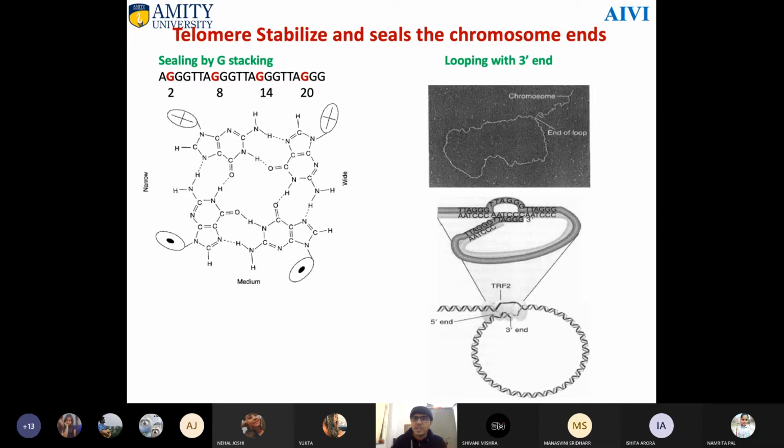Its role is that it stabilizes and seals the chromosome ends. So sealing is going to be the tetrad structure that happens. So this four-stranded thing is there. This loop type of structure forms at this end, and that leads to the formation of sealing. So this end is not available for any type of linking with others, so no circularization occurs. A partial circle forms within the telomere.